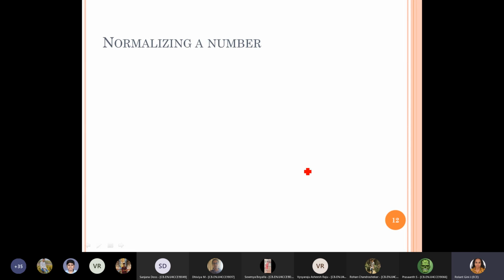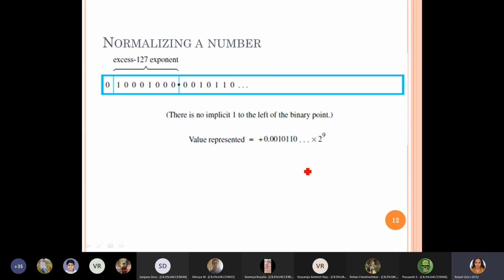Now the standard format is to go with the normalized number. If we don't have a normalized number, then we cannot represent it with any one of the standard formats. It can be even a single precision or a double precision format, but we cannot use any of that. So here, if we have a number like this, how do you normalize this number? That's the discussion now.